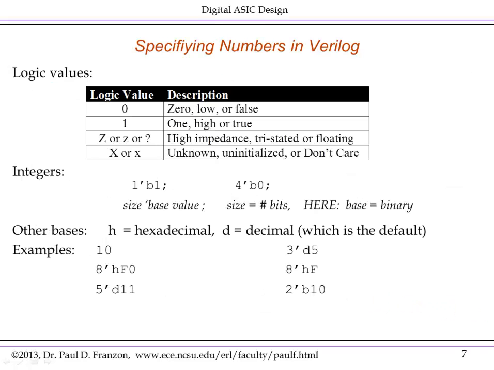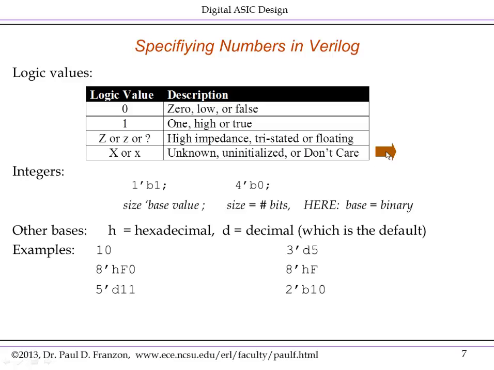So let's turn to how you specify numbers in Verilog. We've seen examples of this already, but this is the complete description of how this is done. There are 4 different logic values in Verilog. 0, meaning 0 or false, 1 meaning 1 or true, Z for high impedance, which also means the node is floating, and I'll explain that in a later unit, and X for unknown, uninitiated, or don't care.